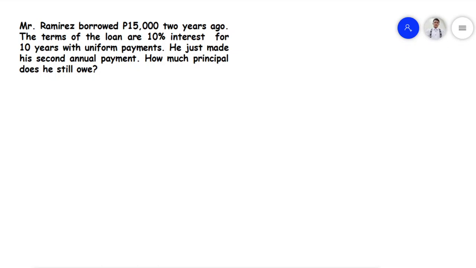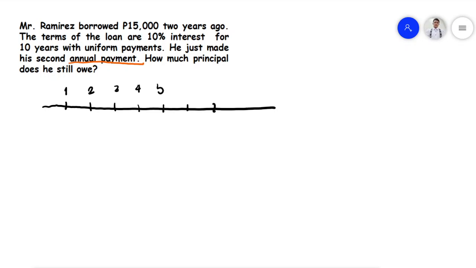Well, why is that? Because if we make a cash flow diagram, the payments are to be made yearly, annual, right? We can see there it's an annual payment, uniform payment. So, this is the first, second year, third year, fourth, fifth, sixth, seventh, 8th, 9th, and last year, 10th. So, he's supposed to pay 10 annual payments.